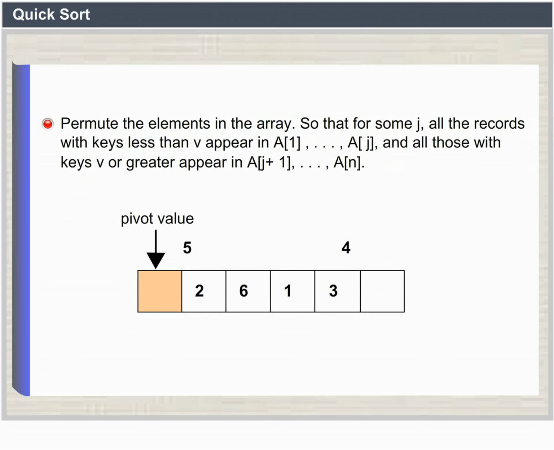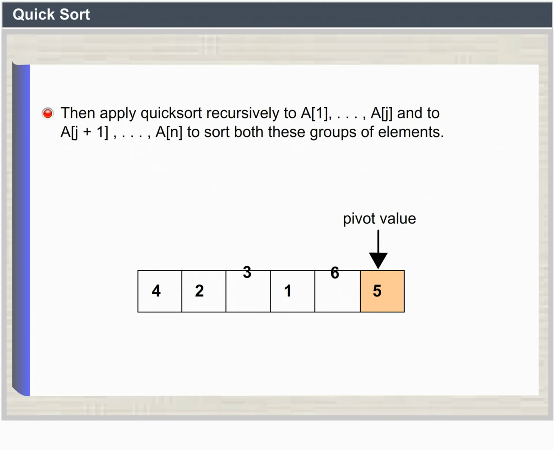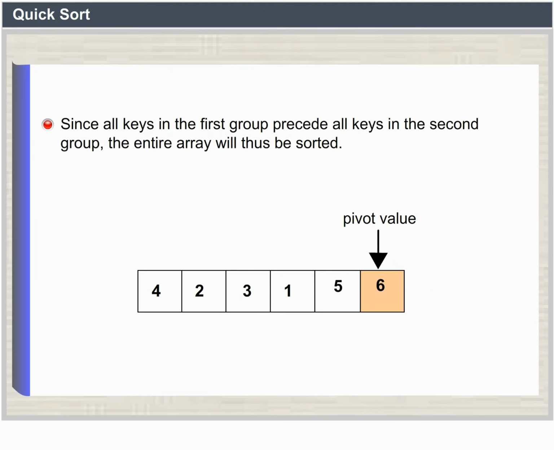Permute the elements in the array so that for some j, all the records with keys less than v appear in A of 1 to A of j, and all those with keys v or greater appear in A of j plus 1 to A of n. Then apply quicksort recursively to A of 1 to A of j and to A of j plus 1 to A of n to sort both these groups of elements. Since all keys in the first group precede all keys in the second group, the entire array will thus be sorted.